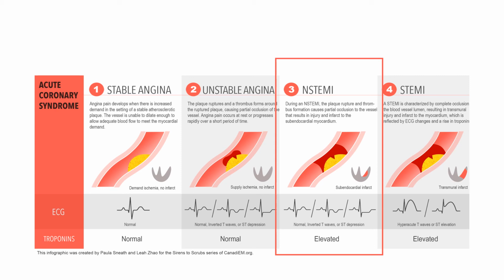During the case of NSTEMI, the plaque rupture and thrombus formation causes partial occlusion of the vessel that results in injury and infarct to the subendocardial myocardium. This is a subendocardial infarct. On EKG, we'll see either a normal EKG, inverted T waves, or ST depression. In the case of NSTEMI, however, troponin levels are elevated.